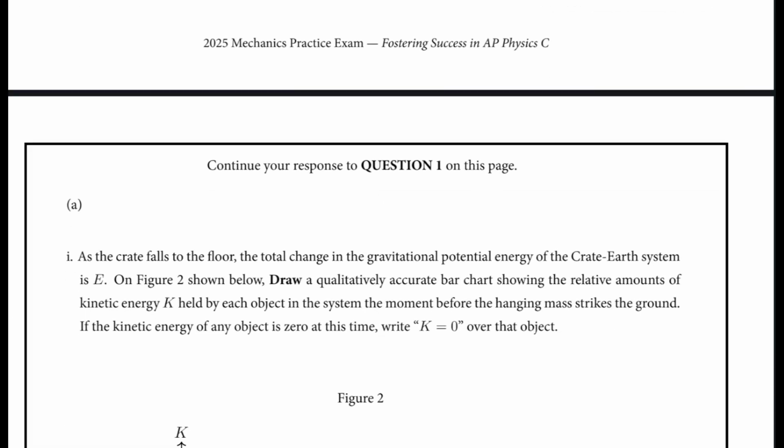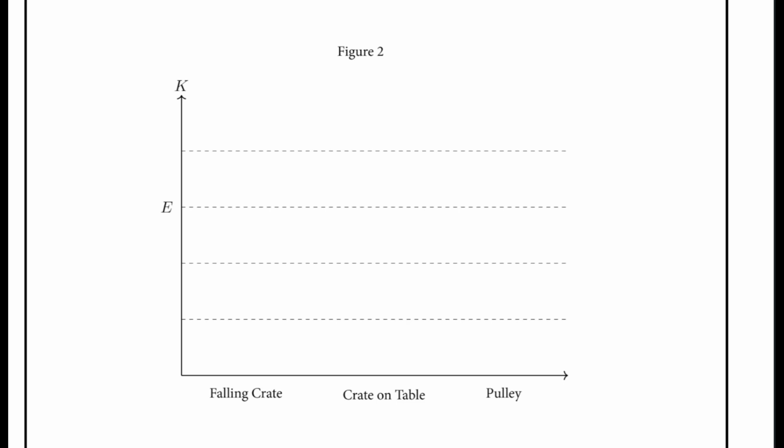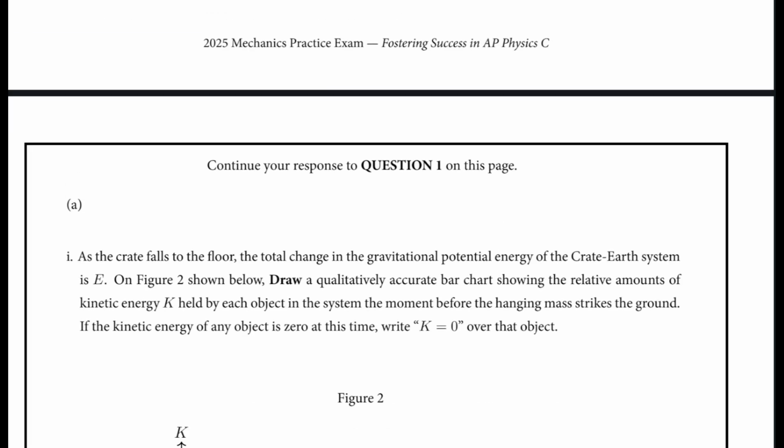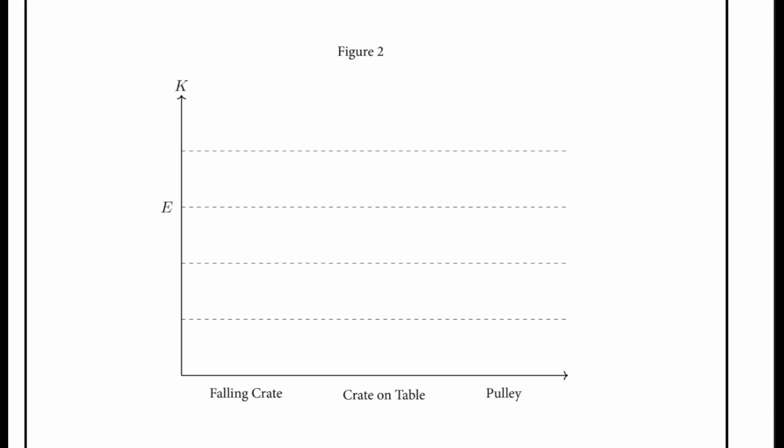So our first question asks us to find a sort of energy bar chart for each of the 3 masses in the system. So it says that as the crate falls, its change in GPE is E, and we want to figure out how the kinetic energy right before the block strikes the ground will compare between the falling crate, the table crate, and the pulley.